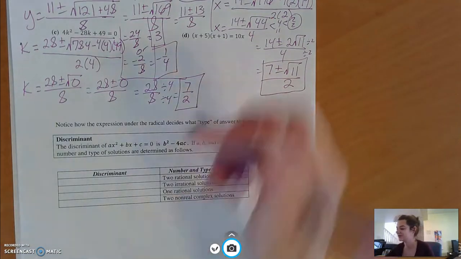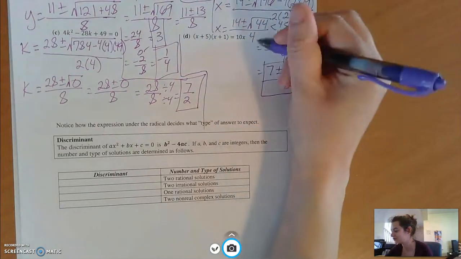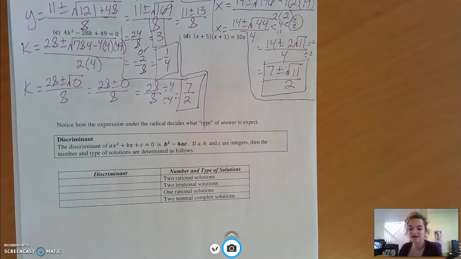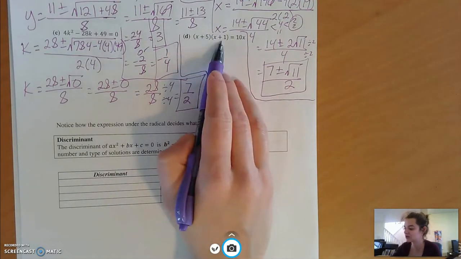All right, last one over here. Kind of run out of space for myself, so I'll box everything else off and try to separate it out. I have x plus 5 times x plus 1 equals 10x, and it looks really nice because it's already factored, but it doesn't equal 0. It equals 10x. So we're going to need to get it into standard form first so that we can actually do our quadratic formula. So to get it in standard form, I'll need to distribute first.